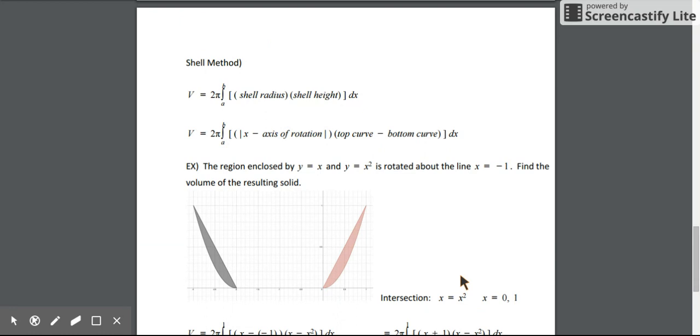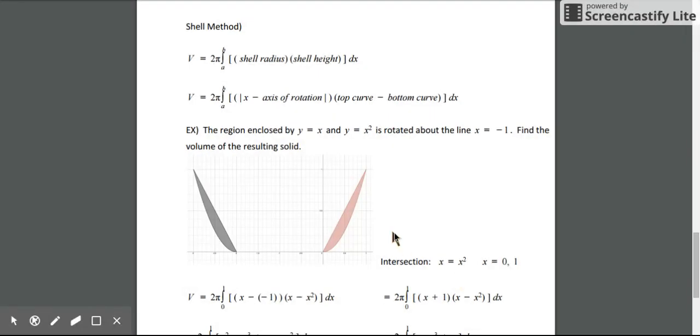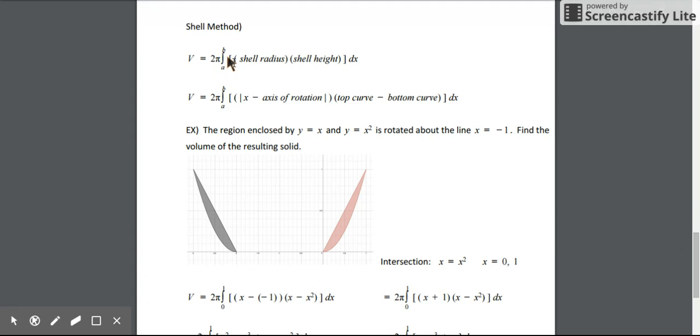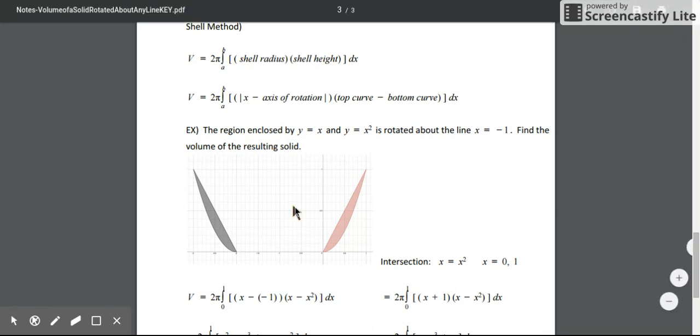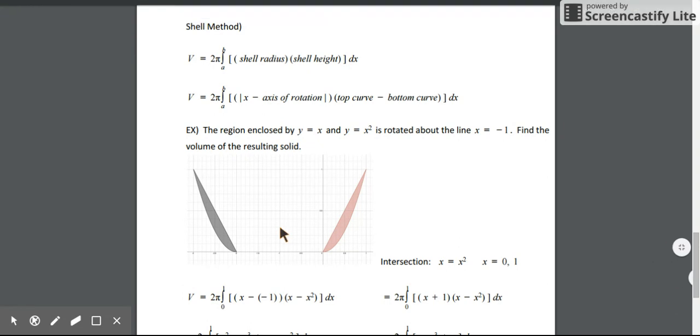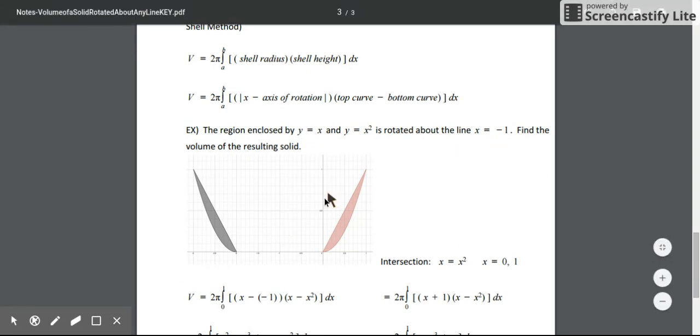All right, the shell method is the one that gets a little bit trickier here, but it's still basically the same concept we've been practicing. The shell method says that the volume is 2 pi times the integral from a to b. We need to find our shell radius and our shell height and multiply those. So to find the shell radius, given this example, the radius of our shell is going to extend from our axis of rotation, which is x equals -1.